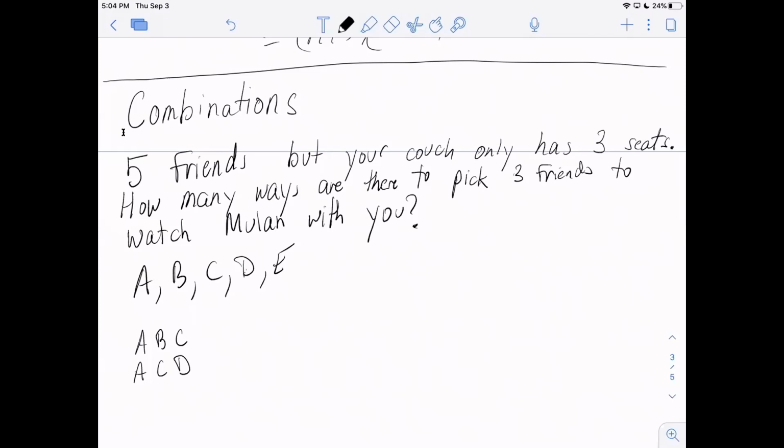Oh, okay. So you have your own chair or something? You're not sitting on the couch? That's right. You have your own chair. You're not on the couch. Okay. Yeah.